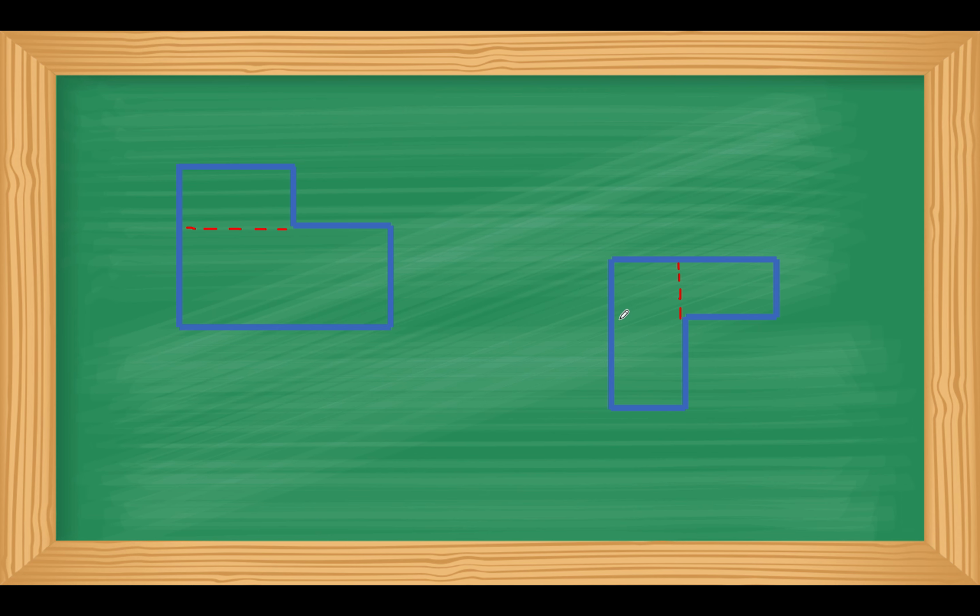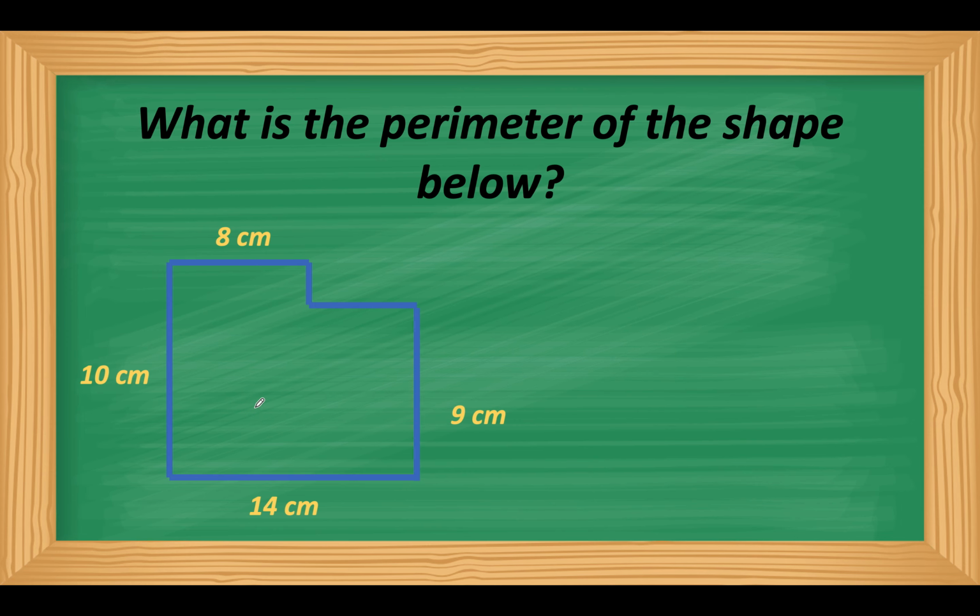We could also do it this direction to show that it makes two or more figures. Alright, so remember now, a composite figure or shape is made up of two or more two-dimensional figures. Now we want to know the perimeter of composite shapes or figures.